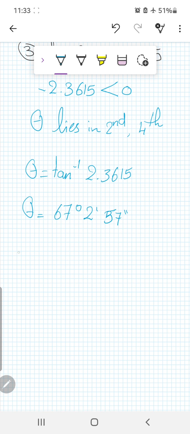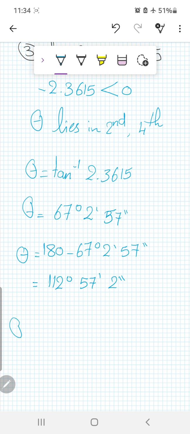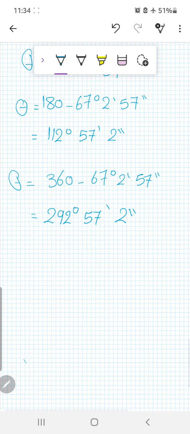So to get the value of theta in the second quadrant, first 180 minus 67 degrees 2 minutes 57 seconds, it will be 112 degrees 57 minutes and 2 seconds. And in the fourth, 360 minus 67 degrees 2 minutes 57 seconds, so the result will be 292 degrees 57 minutes and 2 seconds. Thank you.